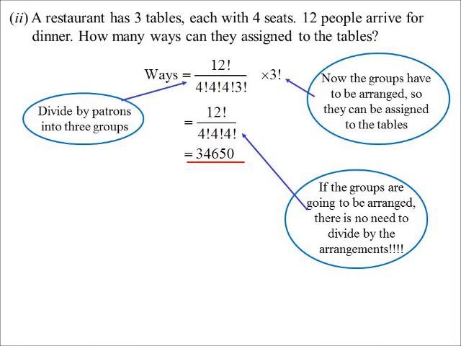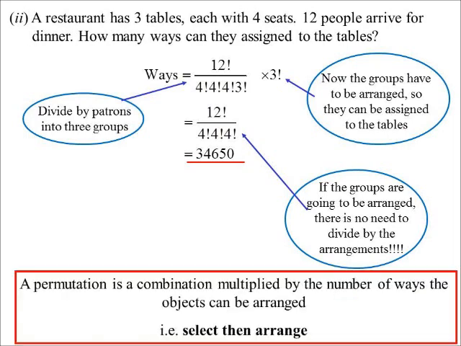Right, so that's what I'm saying. If you're then going to arrange the groups, so you're sending them off to different tables, whatever it is, you might be picking 2 teams, and one's going to go on the left-hand side of the field, one goes on the right-hand side of the field, that sort of thing. Or one wears the blue jerseys, one wears the red jerseys. Then we don't divide by the number of arrangements.